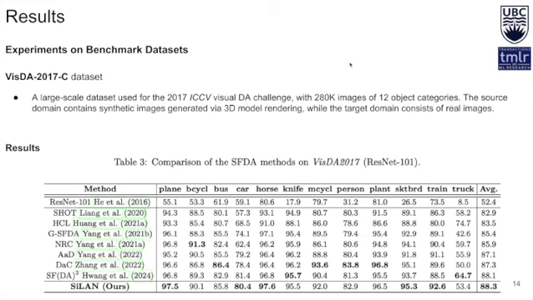We also conduct experiments to validate our proposed CLAM on the large-scale dataset used for the 2017 ICCV VisDA challenge, the VisDA-2017 classification dataset. This dataset consists of 280K images of 12 object categories. The source domain contains synthetic images generated via 3D model rendering, while the target domain consists of real images captured by cameras. As you can see, even on the large-scale dataset, our proposed CLAM still achieves state-of-the-art performance.